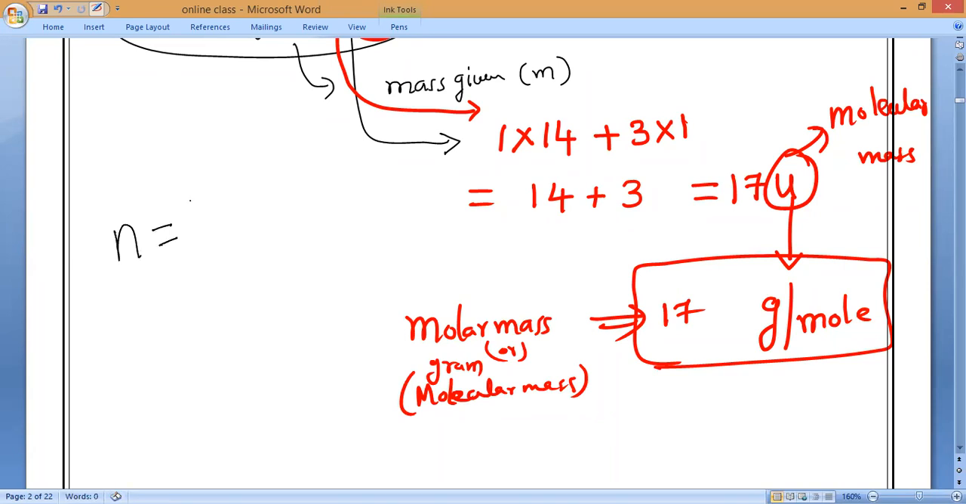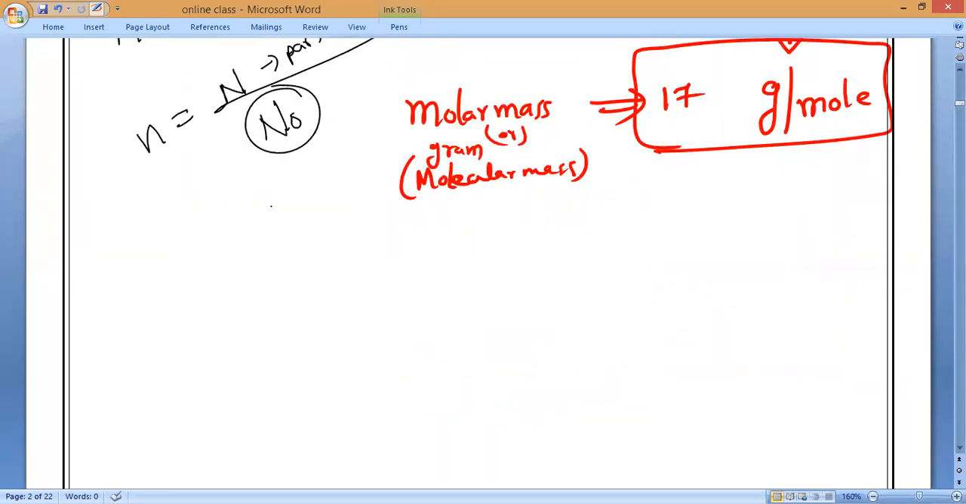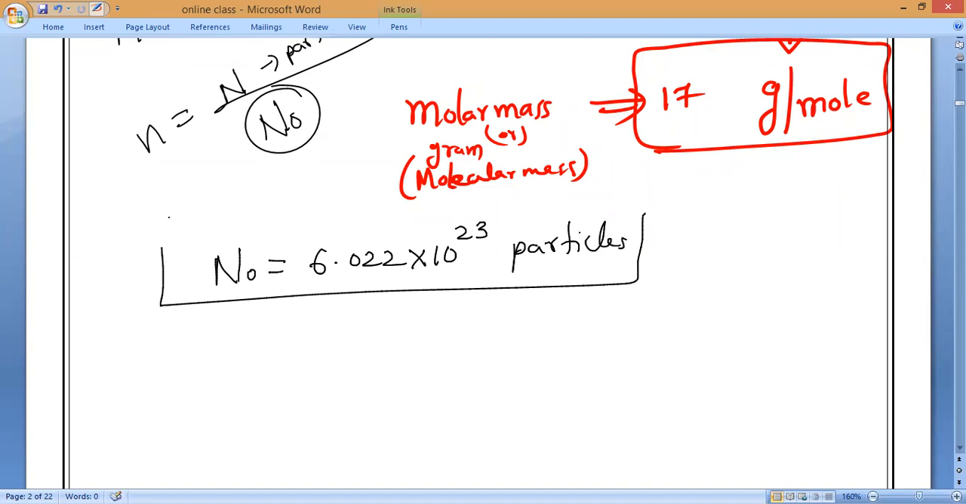Number of moles we have two formulas. One is given mass divided by molar mass, or the second formula, given number of particles divided by Avogadro number. So what is the Avogadro number? The Avogadro number is 6.022 into 10 power 23 particles. That is what you have to remember.